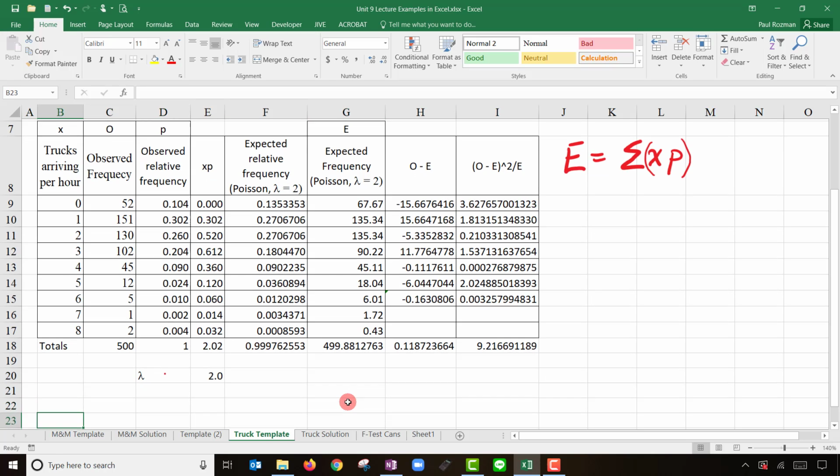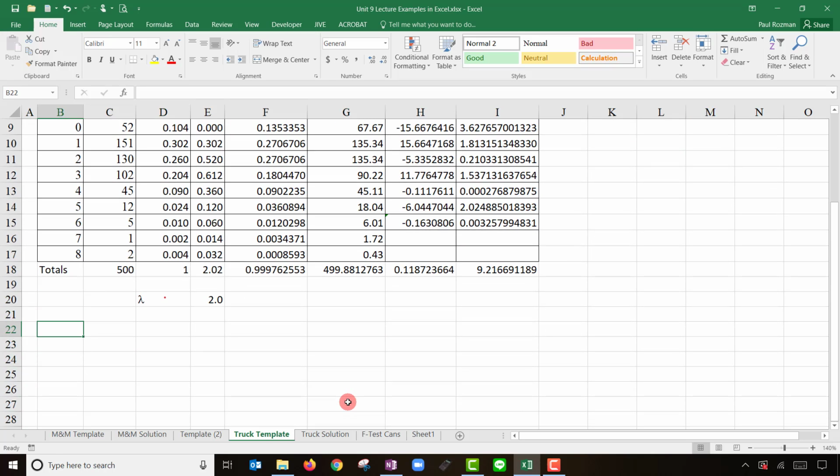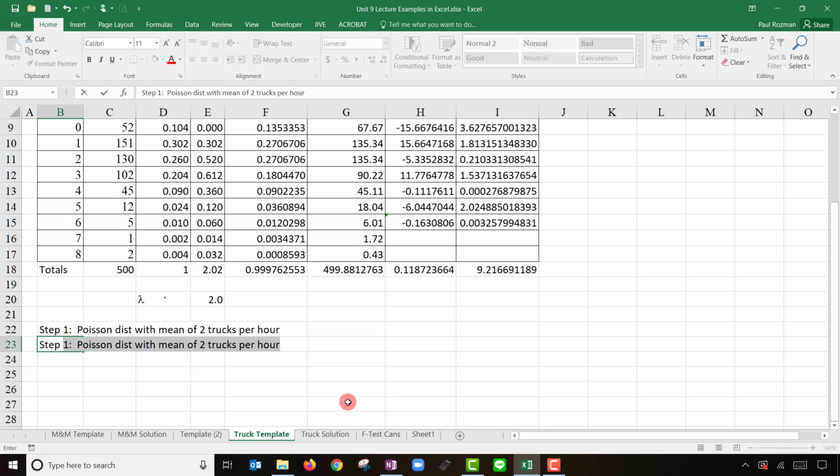We can quickly run through the test. Step 1. They're claiming it's Poisson with a mean of 2 trucks per hour. I'm doing this really rough now. Step 2, H0: Poisson distribution with a mean of 2. H1: It isn't.